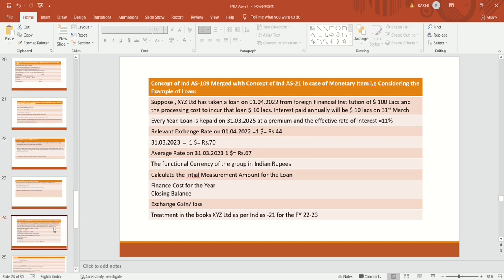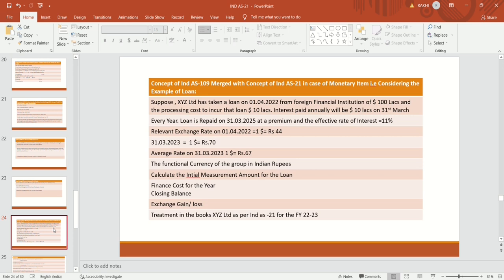Now there comes the concept of Ind AS 109, which is merged with the concept of Ind AS 21. In case of monetary items, we are taking the example of a loan. This example is related to a loan, that is the monetary item. How will we treat this loan? By considering the facts of Ind AS 109 and also by following Ind AS 21.